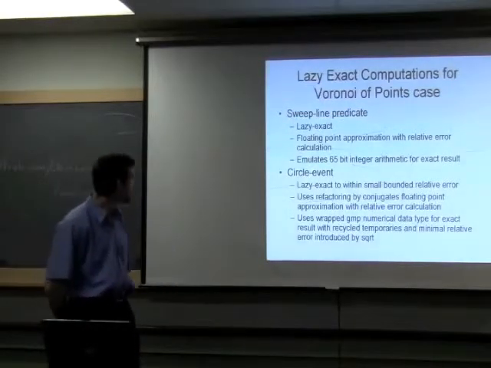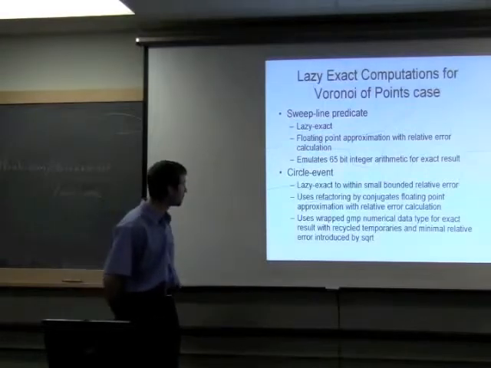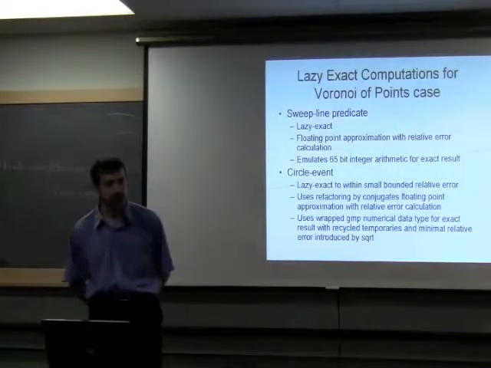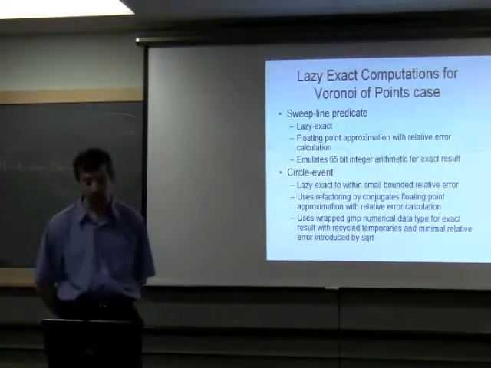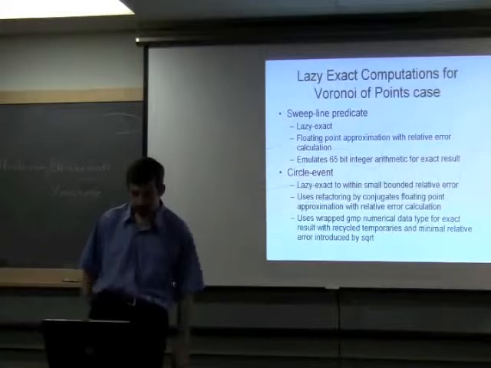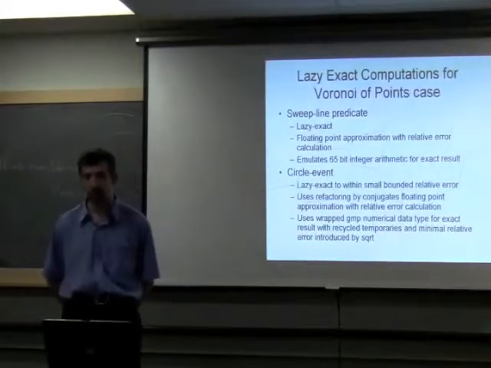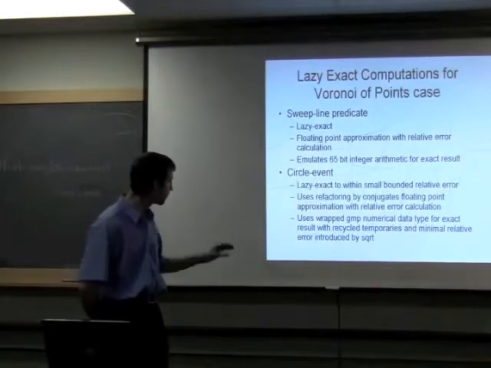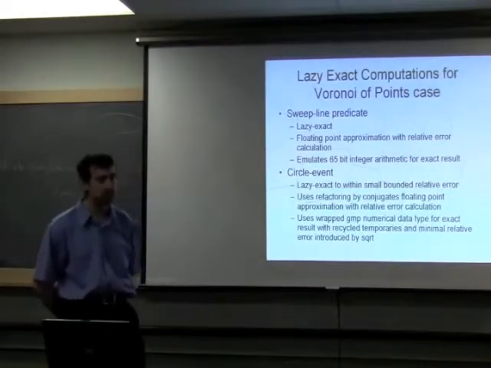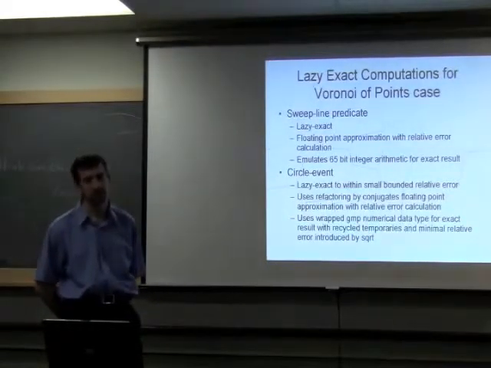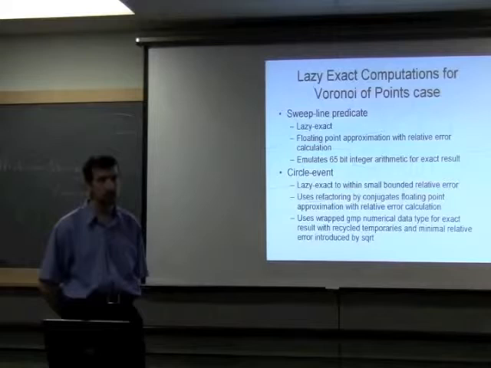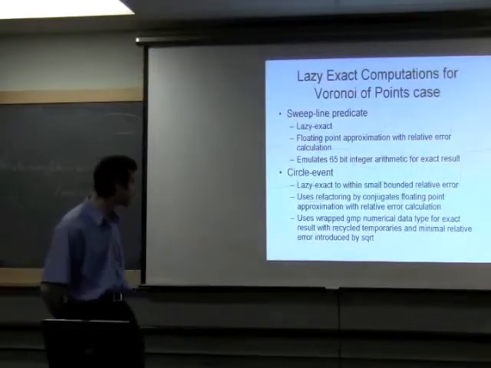So for the points case, we use lazy exact for the sweep line predicate, where we don't even use GMP, we just emulate 65-bit integer arithmetic, because that's all we need to get an exact result, given input integer coordinates. And for the circle event in the Voronoi points case, we use lazy exact to within a small bounded relative error. So first we do floating point calculation, where we're careful to avoid cancellation error as much as possible to get a minimal error, and then check, see if it's below our threshold, and if it's not, go ahead and recompute with infinite precision except for the square roots.